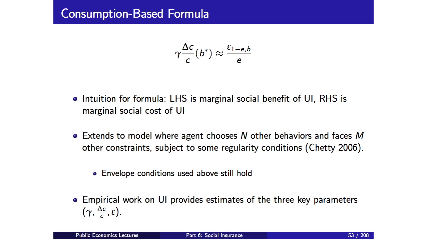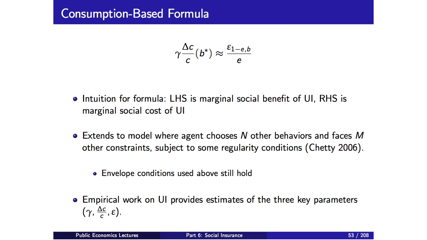As I've been stressing, that extends to a model where people choose n other behaviors and face m other constraints, so this fairly general environment, subject to what I see as basically technical irregularity conditions that are not substantively that important. Now, what are we assuming that is actually quite important? The conditions that are required for the envelope conditions to hold, which in particular include agent optimization. I think that's probably one of the most central ones.